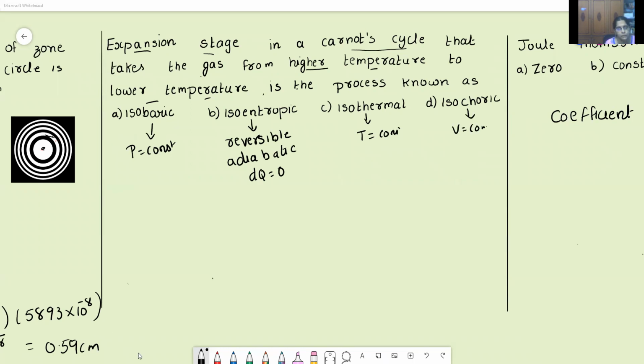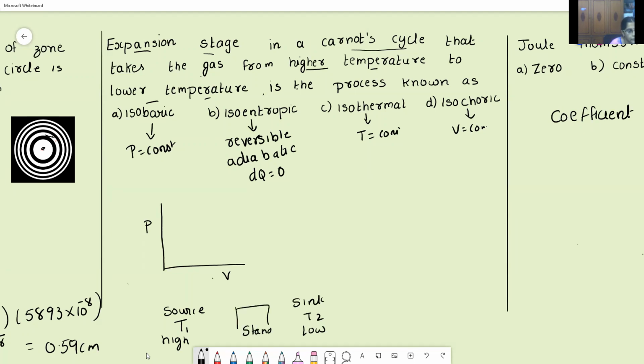Now in a Carnot engine we have a PV scale. This is pressure, this is volume. We have a source here which is at a higher temperature T1, this is high temperature. We also have a sink which is at low temperature T2. Then we have a stand. The source gives heat to the system, the sink takes heat from the system, and T1 is greater than T2.